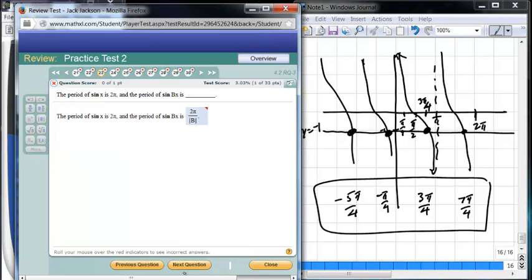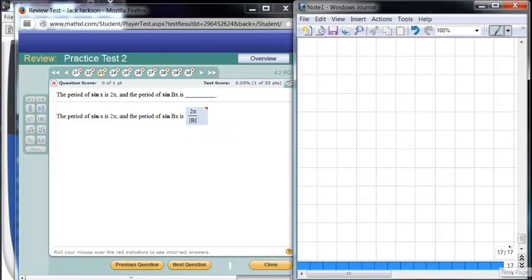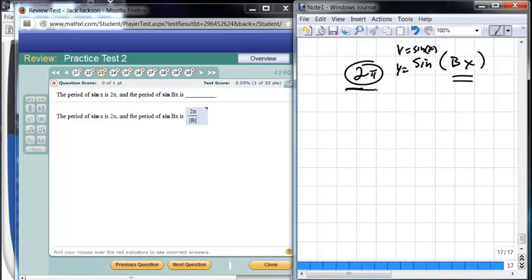Period of sine is 2 pi. The period of sine of bx is 2 pi divided by the absolute value of b. So it's the normal period. If you replace x by bx, compared to y equals sine x, you take the original period, 2 pi, that's a horizontal distance, and we're dividing all those things by b. So divided by the absolute value of b will be the period. So there's the period, or the absolute value of b is 2 pi over the period.